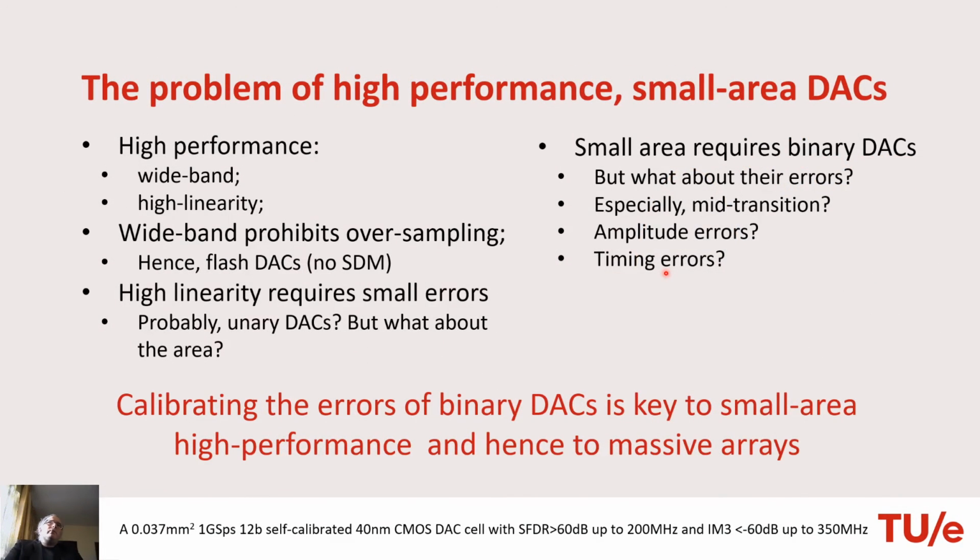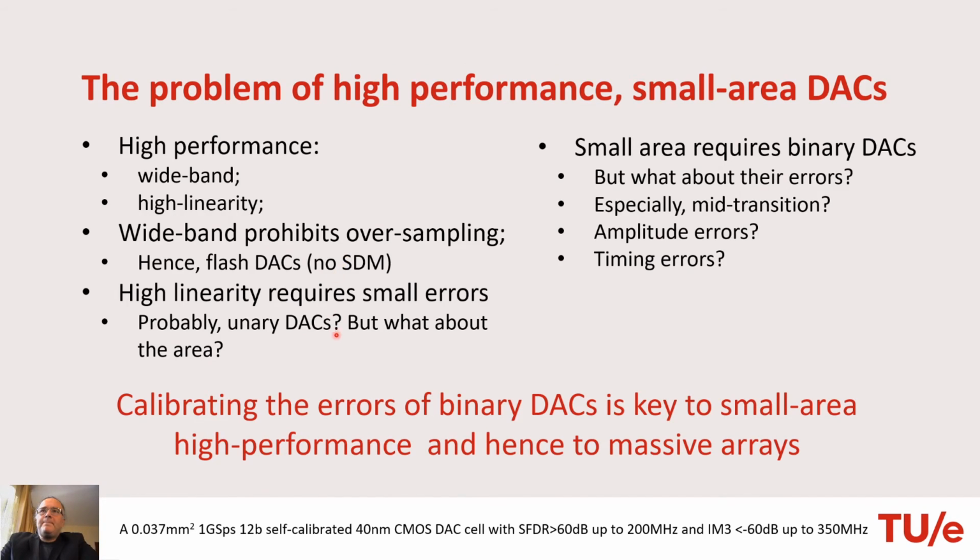So the problem in this trade-off, the problem of combining high performance and small area, is as follows. First let's define high performance. What we understand by high performance is wide band, which means high sample rate, and high linearity. Wideband directly prohibits oversampling, so you cannot use digital sigma delta. And this leaves us with the standard architecture for D2A converters, which is a flash architecture.